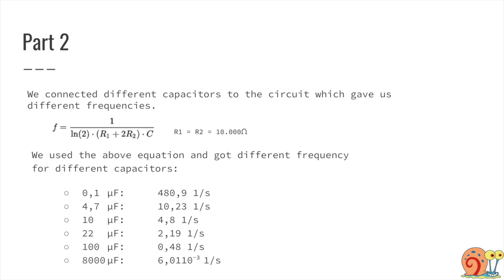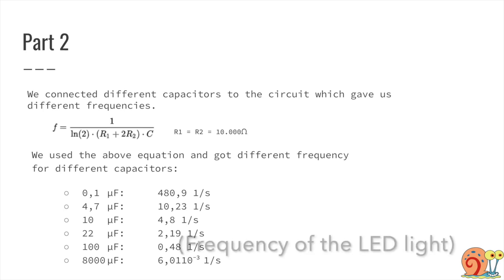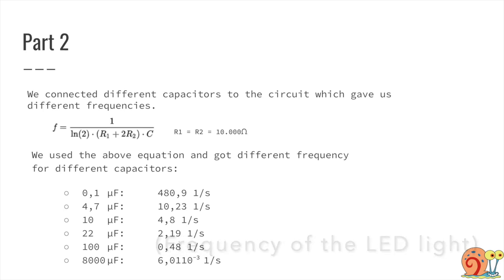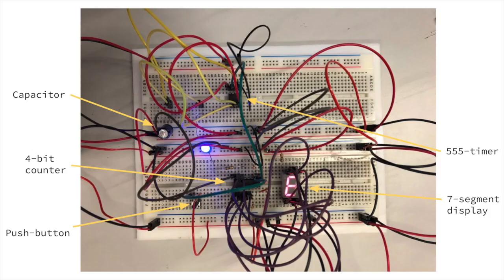We connected different capacitors to the circuit, which gave us different frequencies. Here you can see the equation we used to calculate the frequency of the wave that the 555 timer generates along with our results. The function of our circuit with the 100 microfarad capacitor and disconnected push button is the same as with the push button when we are not pushing it.